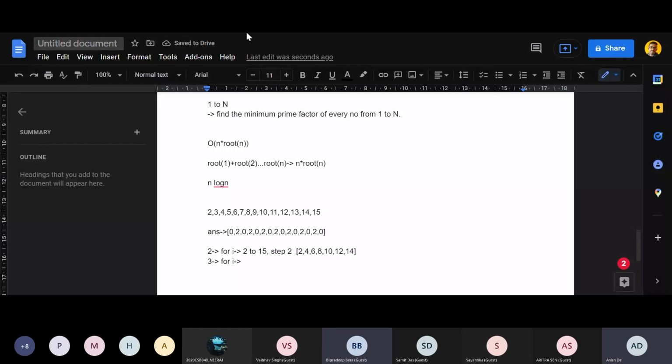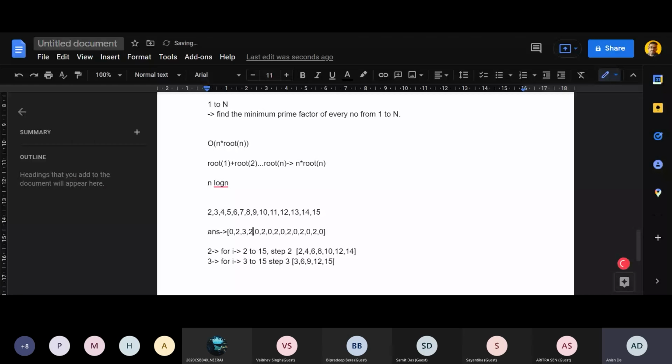Like 3 to what? 15, step of 3. 3 to 15, step 3. Exactly. So the numbers will be 3, 6, 9, 12, 15. Okay. So 3 will have a minimum prime factor as 3.